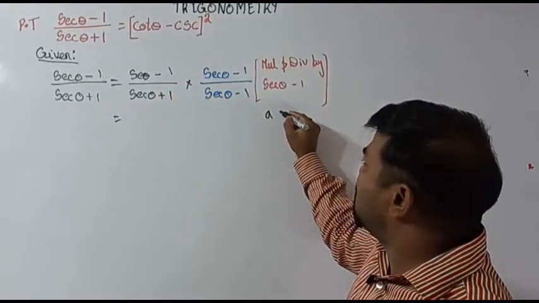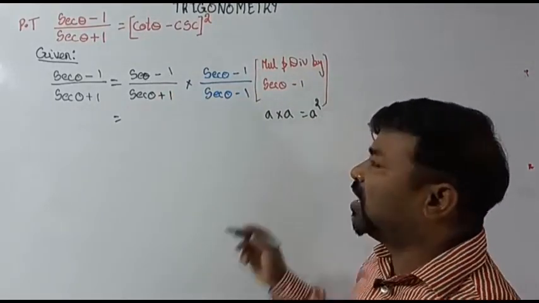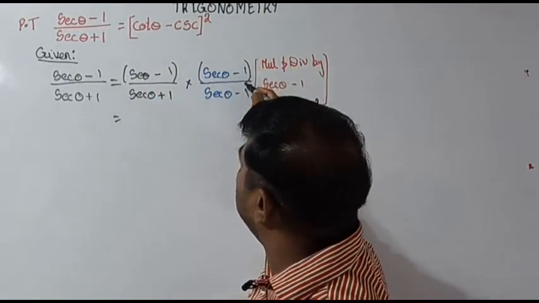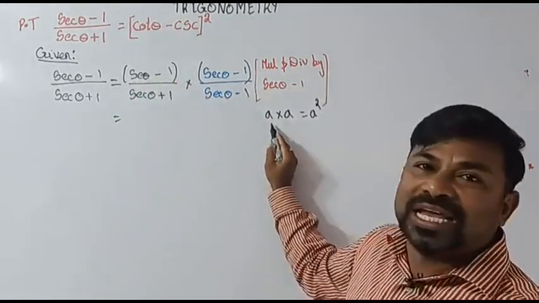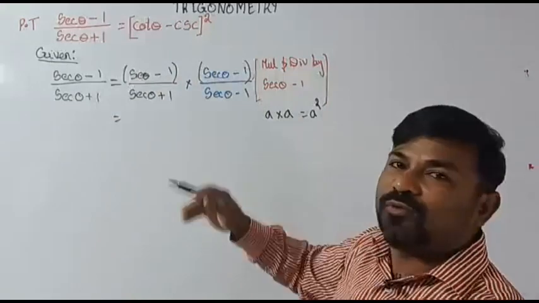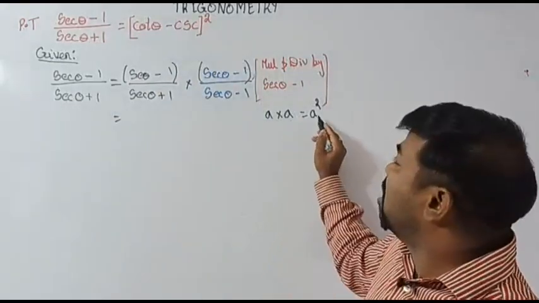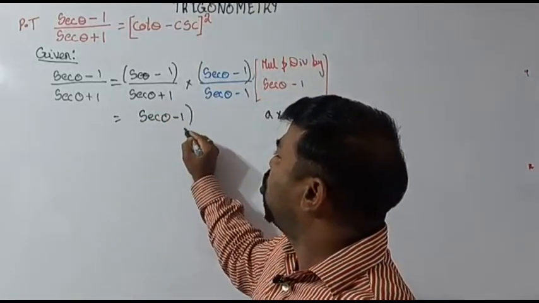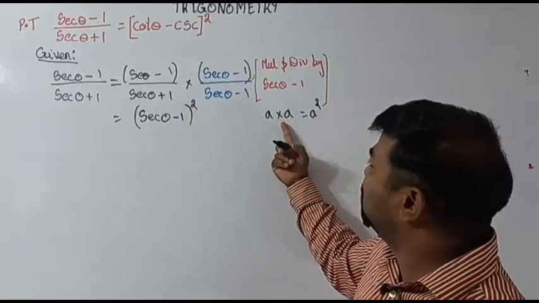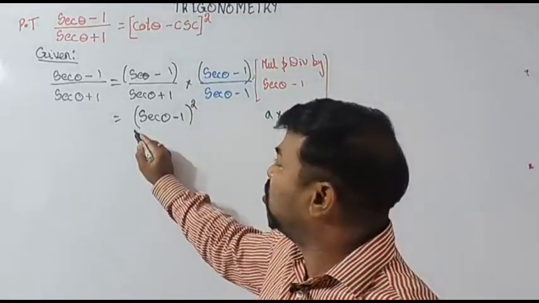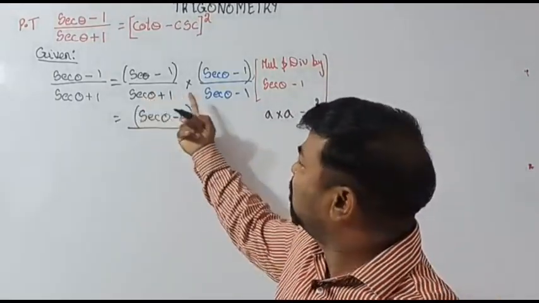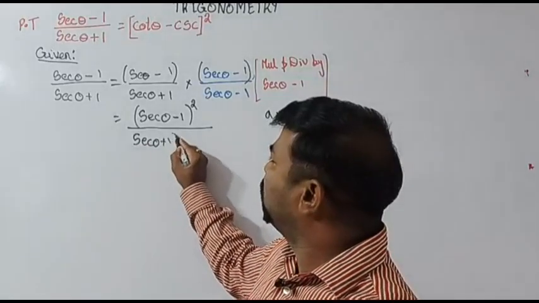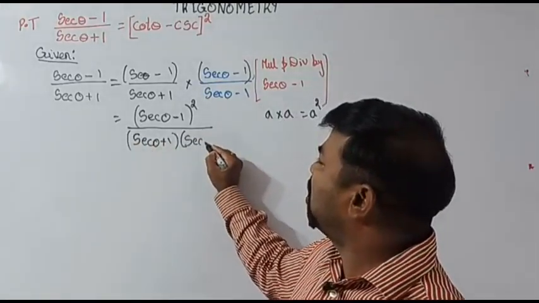We know a into a equals a square. Therefore, I'd like to keep this entire stuff in a bracket, and this in a bracket. Now, this entire stuff in the bracket I'd like to call a, into this entire stuff, again a. Now it becomes a square, that is, secant theta minus 1 whole square. Now the denominator: intentionally I am writing it like this. It is secant theta plus 1 and secant theta minus 1.